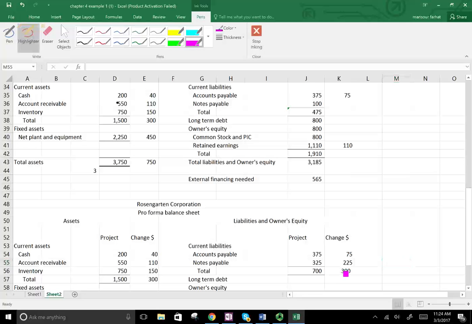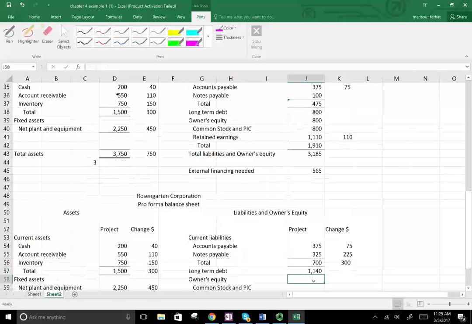So we just highlight this. They want this and this to equal each other. That's why they went with short term of 225. Now this is 700. Long term debt, remember they're going to rely on an additional $340. So they're going to take 800 from the prior, plus they're going to add 340, which is 1,140. No new equity.